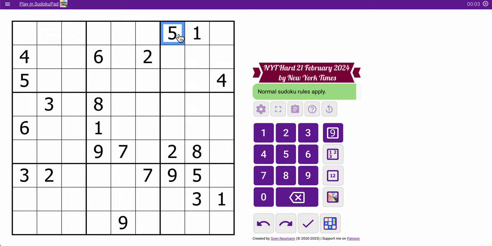Okay, I've got two fives in the top three rows, and that actually places a five in box two. And that's the only repeat I think I get in the top three rows, yep, outside of a four going there.